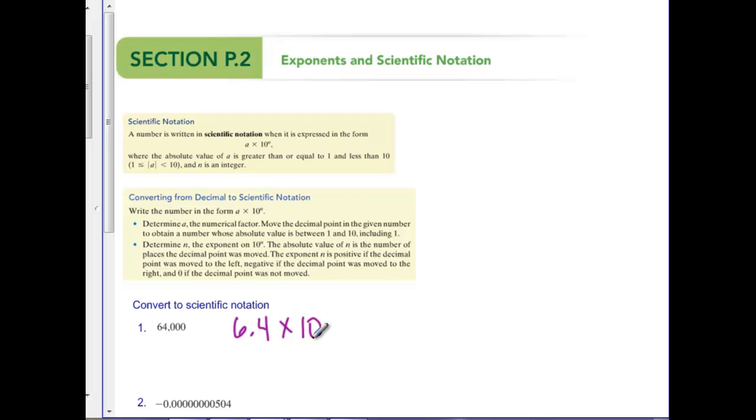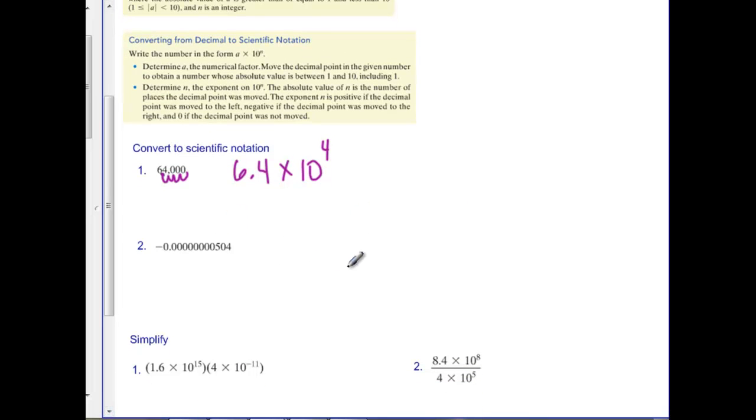to the 4th power. And truthfully, the way I think about these is if I put the decimal here, to get it back where it was supposed to go, I've got to make the number bigger, so I know it'll be a positive, and I've got to bump it over 4 places. 1, 2, 3, 4. So it's going to be a positive 4. For number 2, the decimal is going to go between what numbers? Yeah. So we're going to have 5.04. I'm not going to forget my negative, even though I just about tried to.